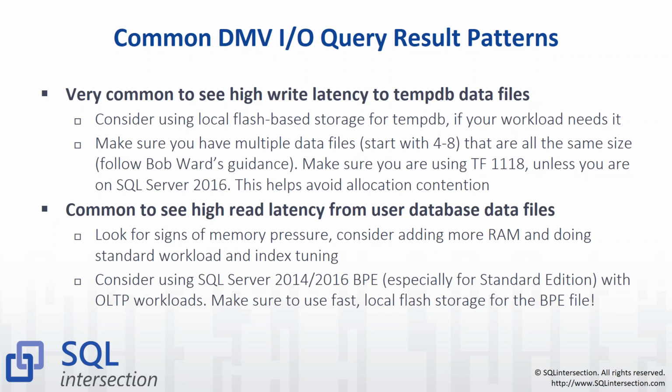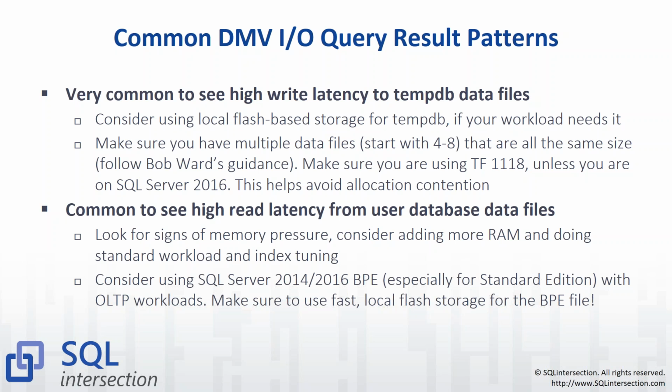That's really important. And also you want to make sure you're using trace flag 1118 unless you're on SQL Server 2016, which turns that on by default. And the reason you're doing all this is you're trying to avoid what's called allocation contention. It's not really an IO bottleneck. It's the fact that all the schedulers are fighting to get access to a single data file to create and destroy objects in tempdb.